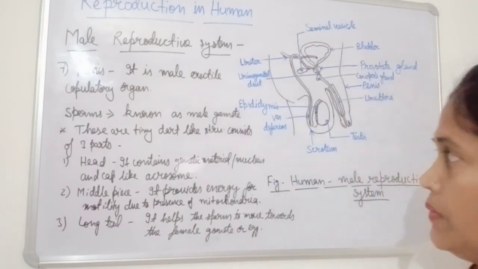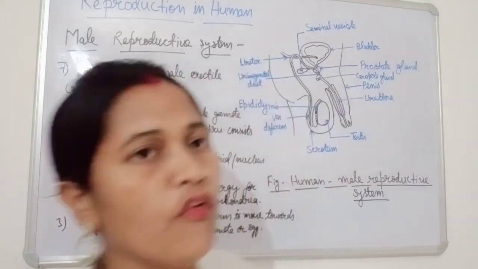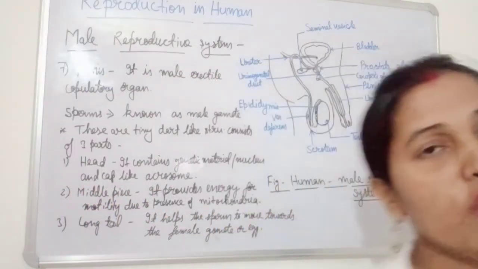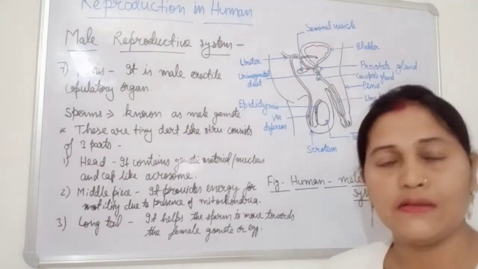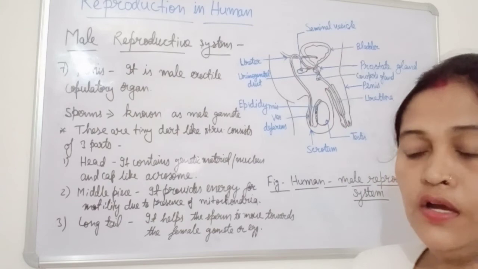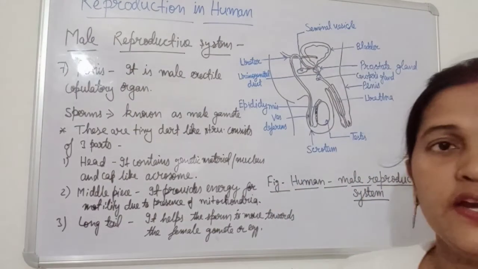So this is all about the male reproductive system, and one important thing is that one ejaculation results in 2 to 4 ml of semen that contains 300 to 400 million sperms. Now here it has finished. I think all of you are understanding.